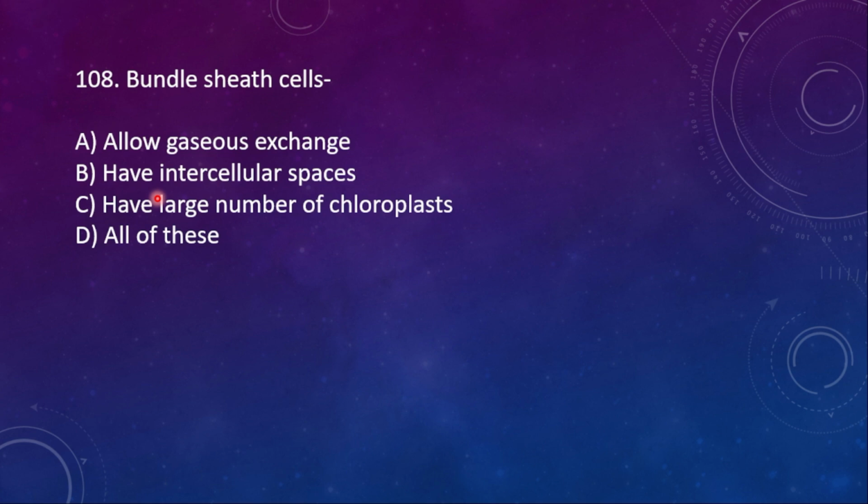Next question. 108. Bundle sheath cells A. allow gaseous exchange, B. have intracellular space, C. have large number of chloroplasts, D. all of this. Here the right option is C, have large number of chloroplasts.